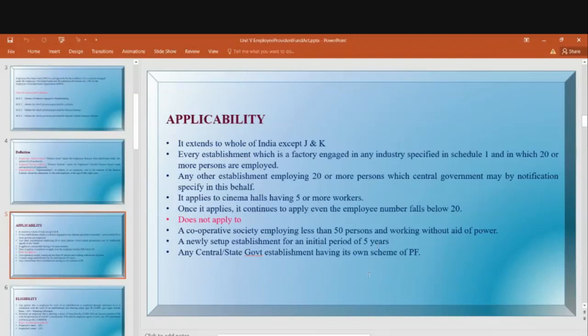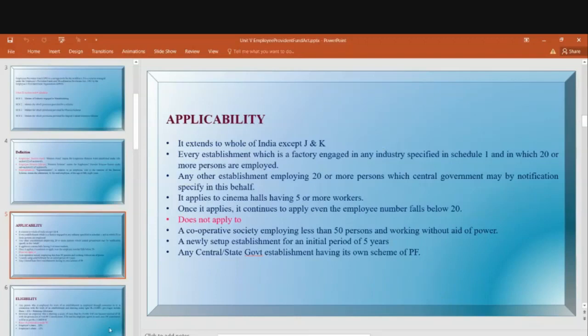And the next one is a newly set up establishment for an initial period of 5 years. So if an establishment is started and it has only 5 years of existence, then it is not eligible to apply. And any central or state government establishment having its own PF. So here, if any central government or state government has its own PF scheme, then it is not covered under this act. So these are some of the applicability points with regard to this act.